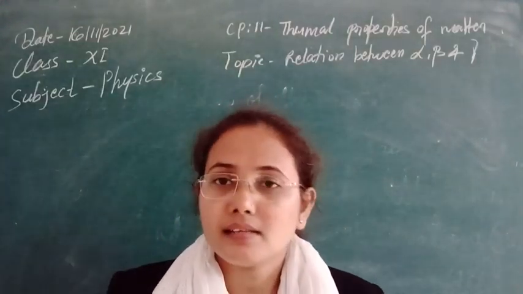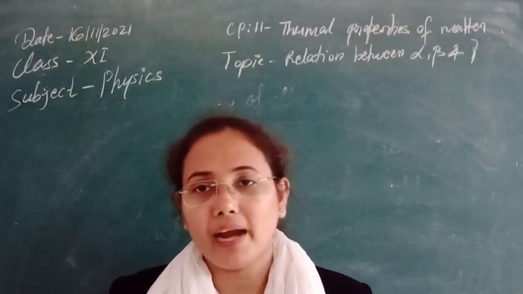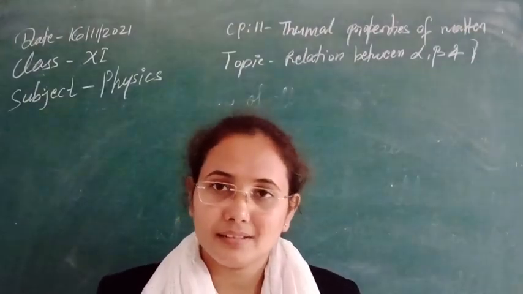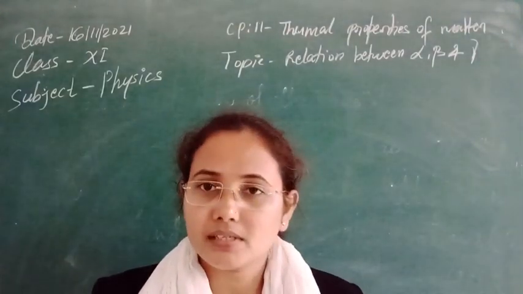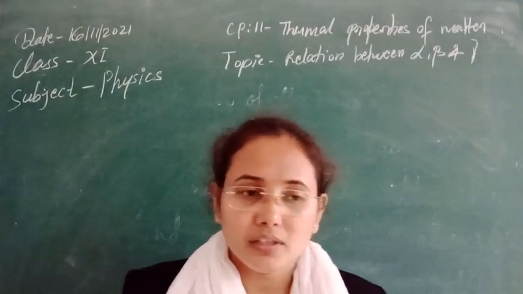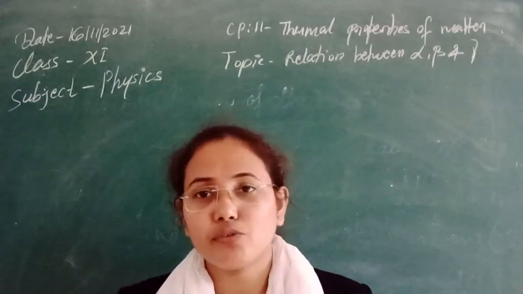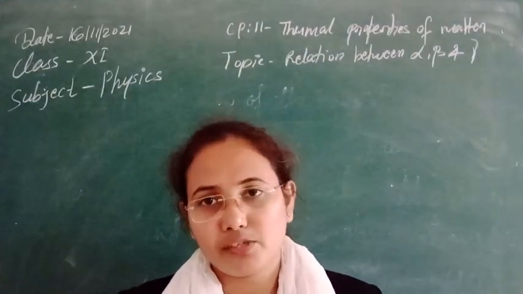So students, in the last class we started the discussion on the chapter thermal properties of matter. In the thermal properties of matter, first we discussed heat and temperature, and after that we discussed thermal expansion. In the case of thermal expansion, as we have seen, there are three types: linear expansion, area expansion and volume expansion.